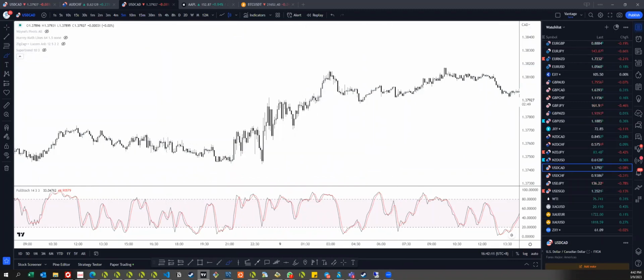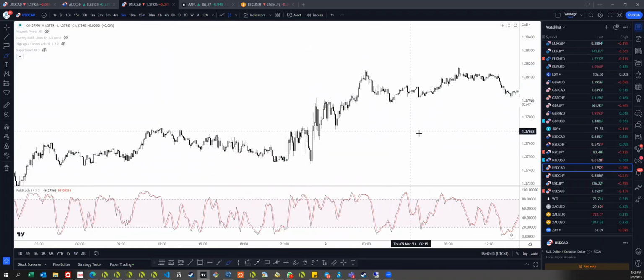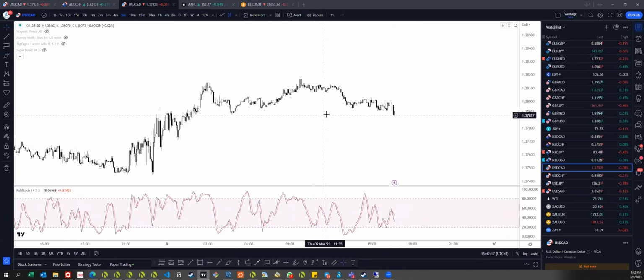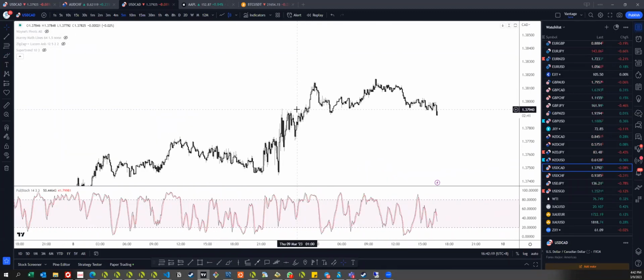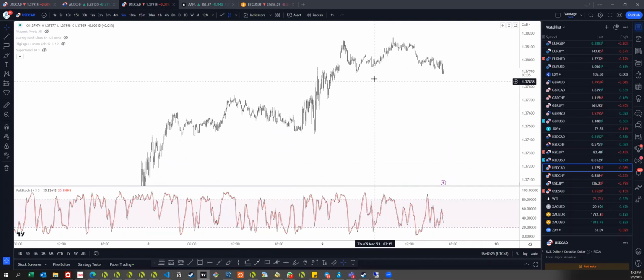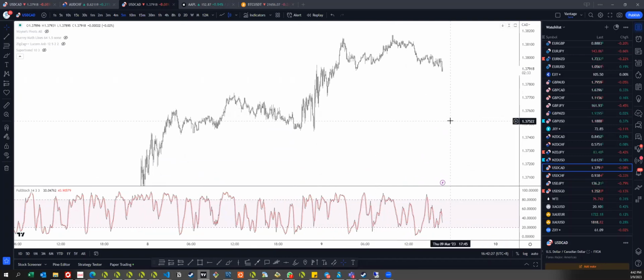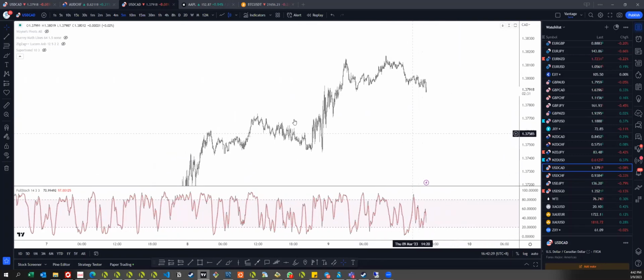Okay, so I think it's pretty straightforward. You just need to identify the trend, then the range. Again, in every trend, there's a range, and in every range, there's a trend. So it's not fixed, right? If you're able to get that point, then you'll be able to trade the stochastics easily.